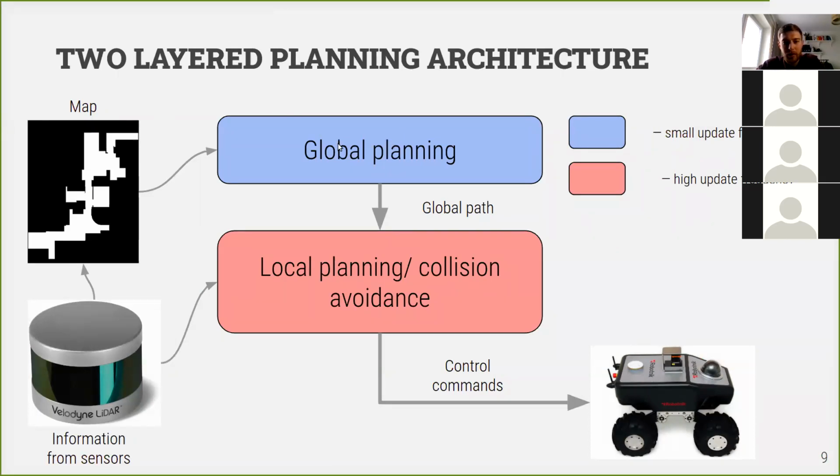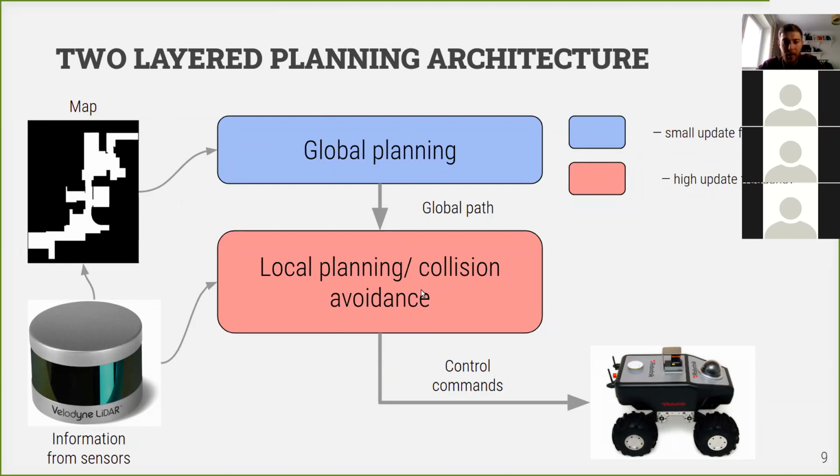And we first perform global planning. So we know that we have to move from one room to another. For example, if you're a vacuum cleaning robot, we first build a global plan, and you can see that the global plan is rarely updated. So it has a small update frequency, because it is planned on big distances.